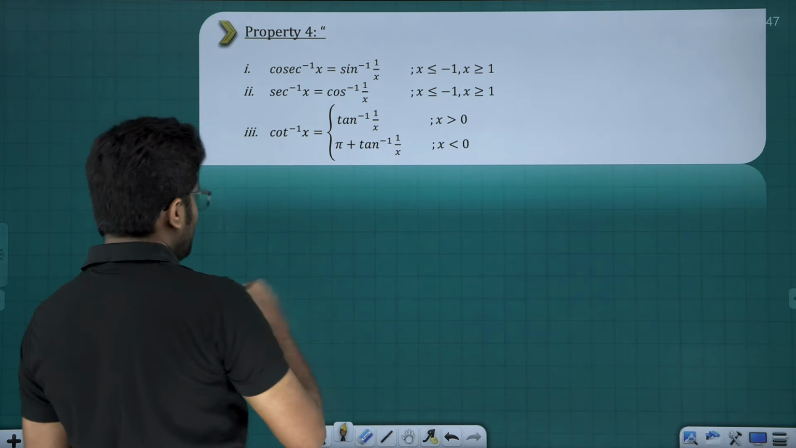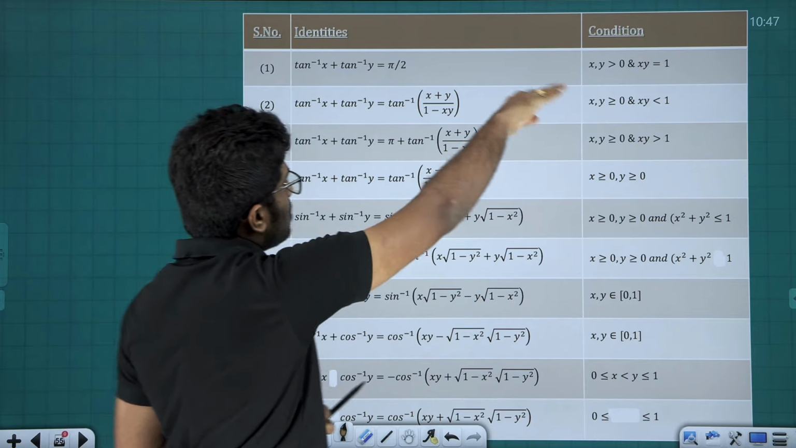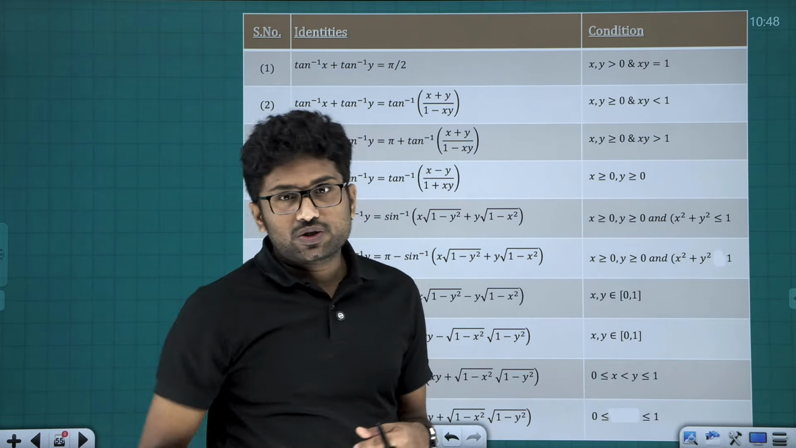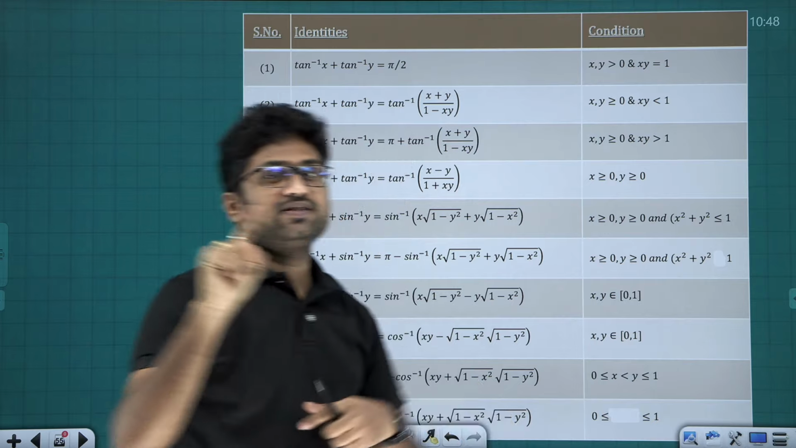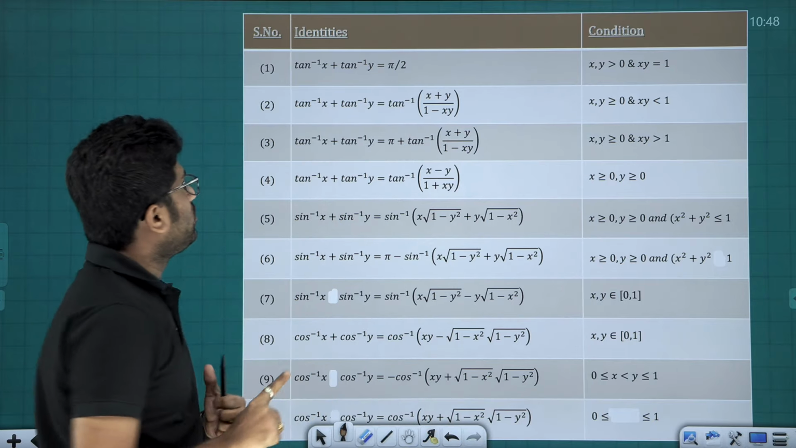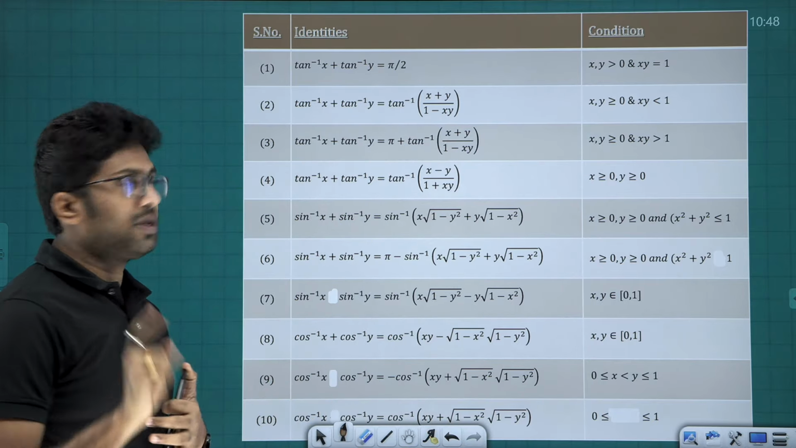Next, different identities that you should know, friends. Tan inverse x plus tan inverse y is equal to pi by 2 if x into y is equal to 1. X positive, y positive, x into y is equal to 1. Then tan inverse x plus tan inverse y is equal to pi by 2.